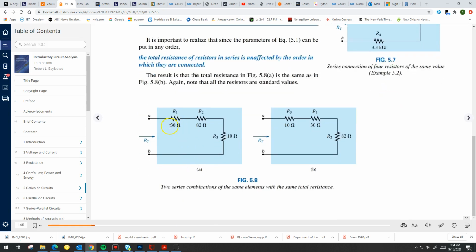Another quick example here, you see 30 plus 82 plus 10. We swap the resistors here in this second figure, and as you can see, the total resistance is not going to change. It's going to remain the same.